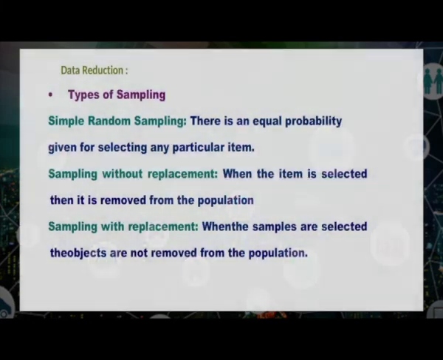Simple random sampling. There is an equal probability of selecting any particular item. Sampling without replacement: when an item is selected, it is removed from the population. The next technique is sampling with replacement. When samples are selected, the objects are not removed from the population. In this method, the same object can be picked more than once.